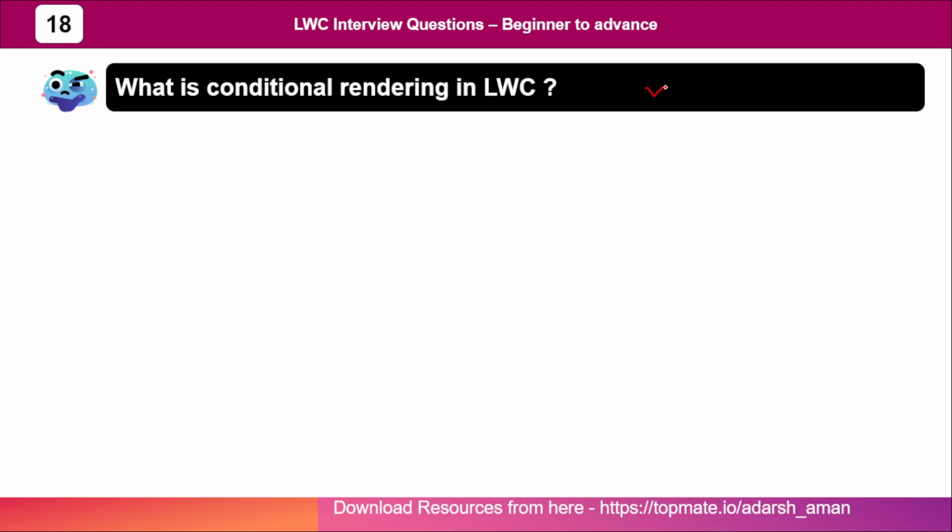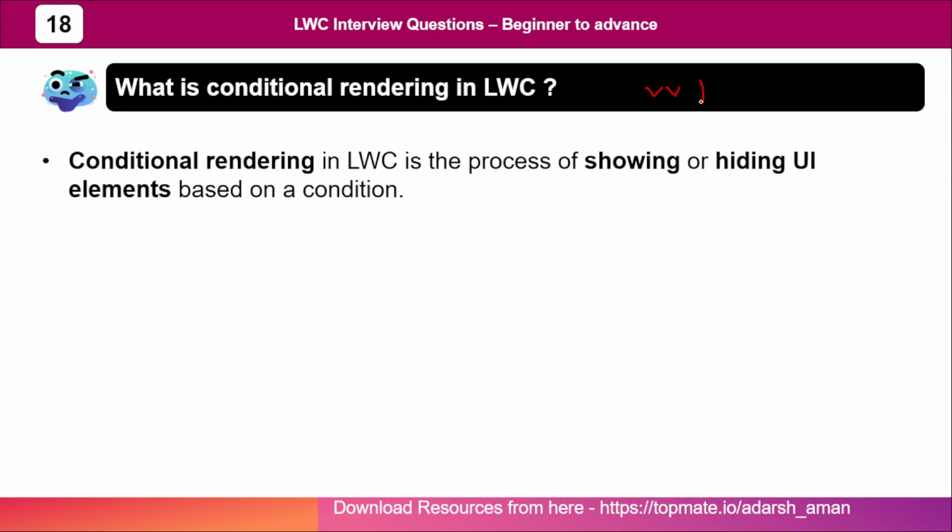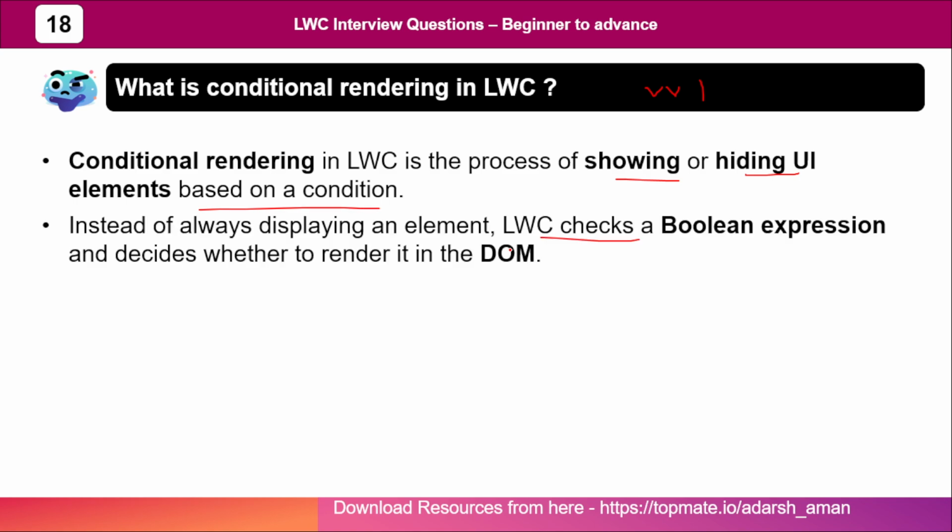This is again a very important question, like what is conditional rendering in LWC? Conditional rendering in LWC is the process of showing or hiding UI elements based on a condition. If some element you don't want to show on the page, you need to hide it. So for hiding it, we need to use some conditions, like in apex, let's say we have used if, else if and else, right? We use these conditions. So just like that, we have these conditions in HTML as well. In LWC, whenever you write the HTML, you can write the conditions as well. Based on that, certain things will display on the UI.